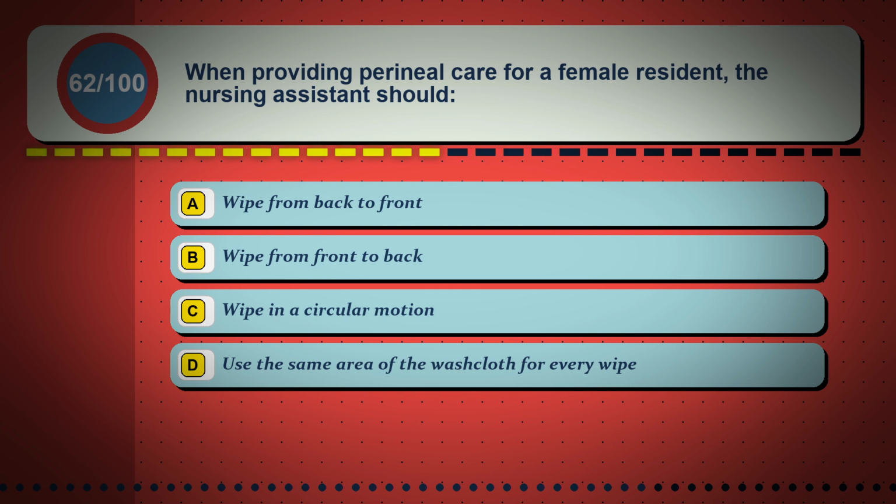Wipe from back to front. Option B. Wipe from front to back. Option C. Wipe in a circular motion. Option D. Use the same area of the washcloth for every wipe.